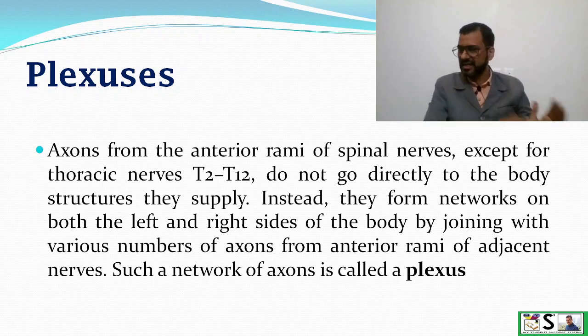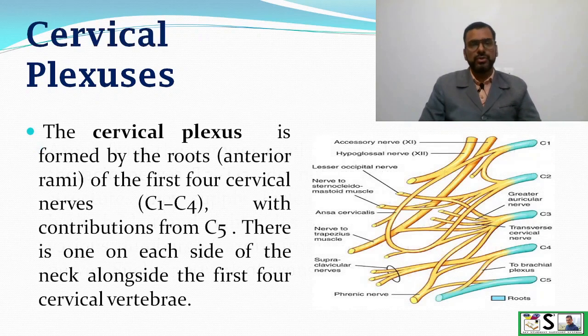on both the left and right side of the body by joining the various numbers of axons of the anterior rami of adjacent nerves. And these structures or networks are called plexus. So there are many plexuses. First we will discuss the cervical plexus. The cervical plexus is in the neck.